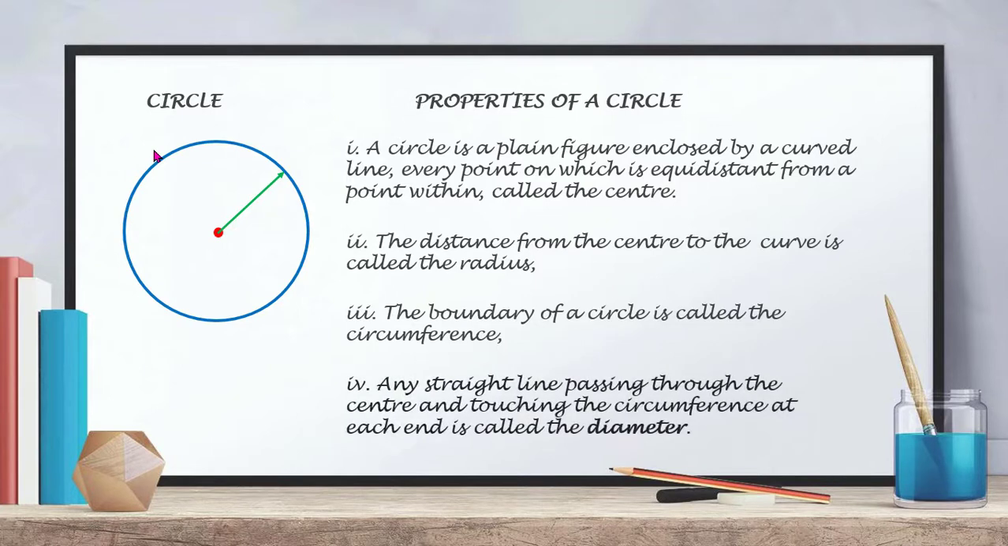Fourth property of the circle. Any line passing through the center and touching the circumference at each end is called a diameter. So here the purple line is what we refer to as the diameter. It's passing through the center and it's touching the circumference at each end.